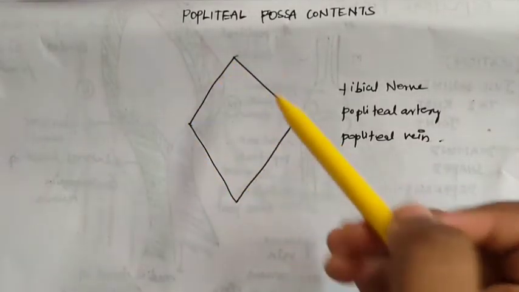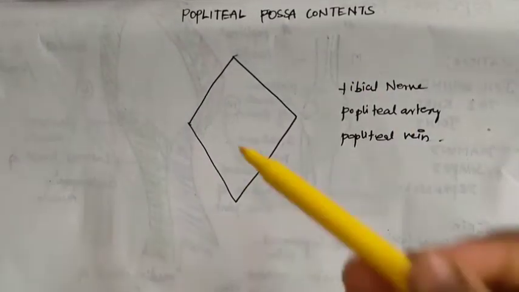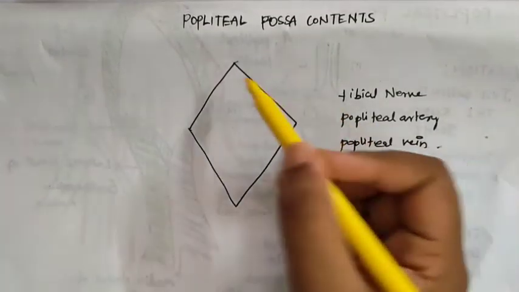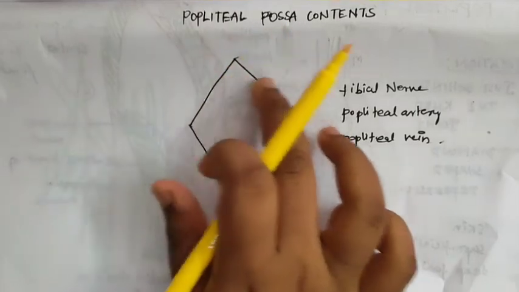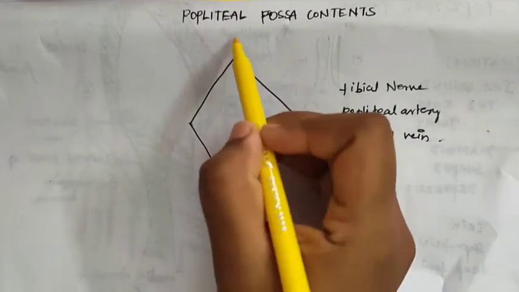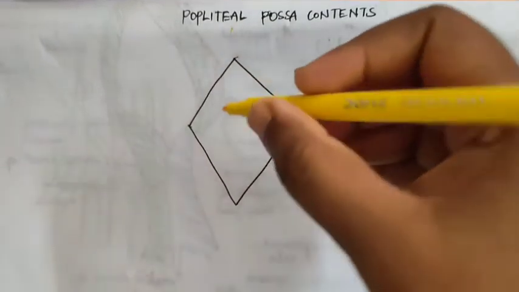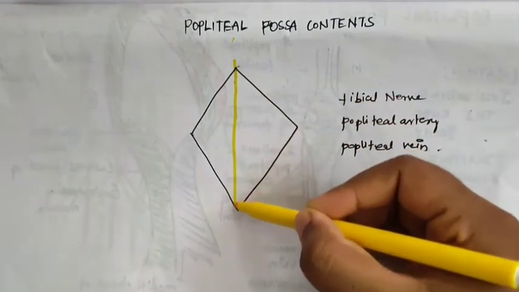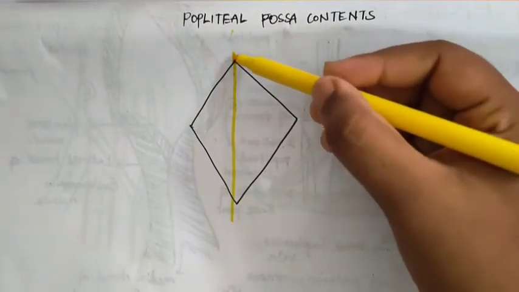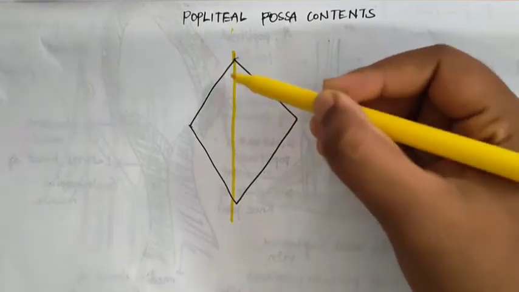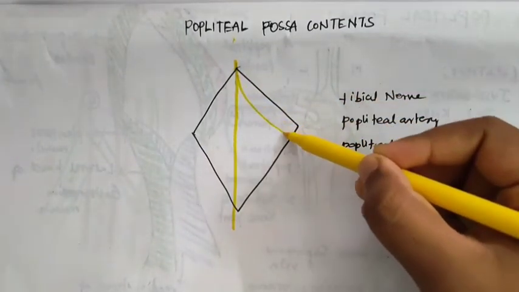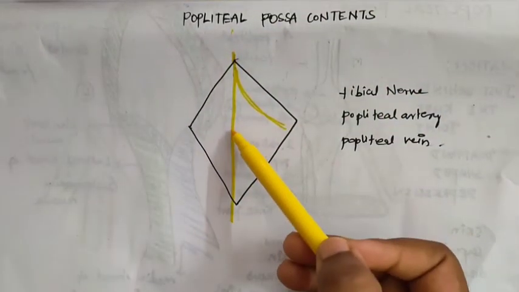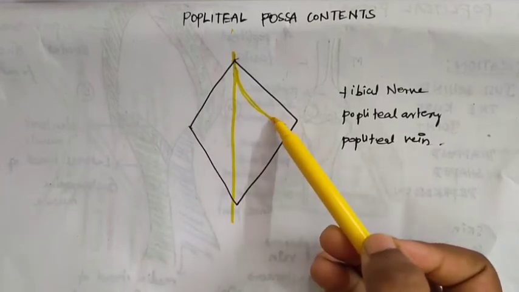First of all, popliteal fossa is the diamond-shaped depression present just behind the knee joint. In the upper angle of the popliteal fossa, here you can see the sciatic nerve. The sciatic nerve divides into tibial nerve and common peroneal nerve, like this, in the upper angle of the popliteal fossa. This is the tibial nerve and this is the common peroneal nerve.